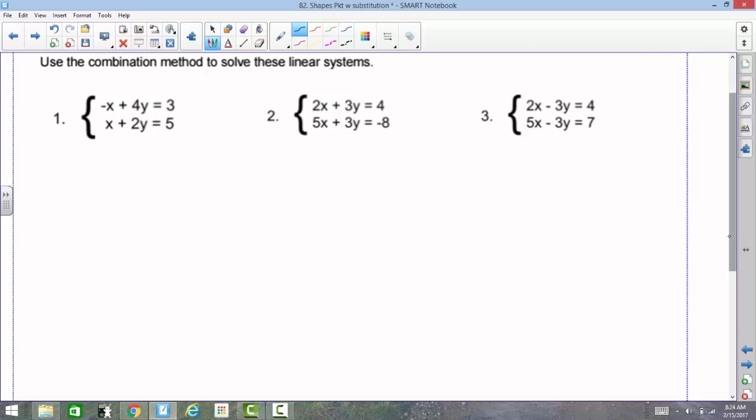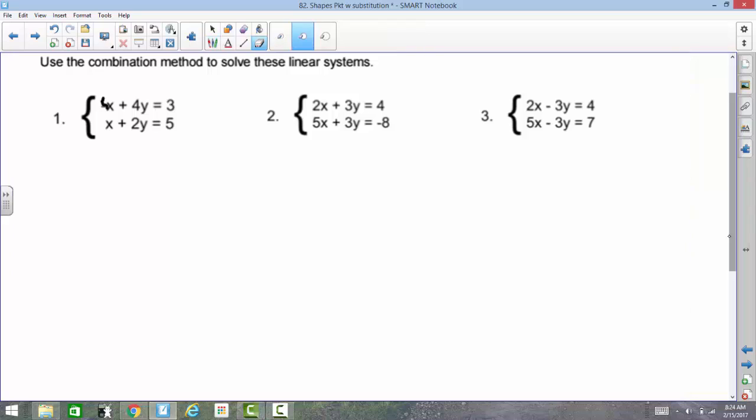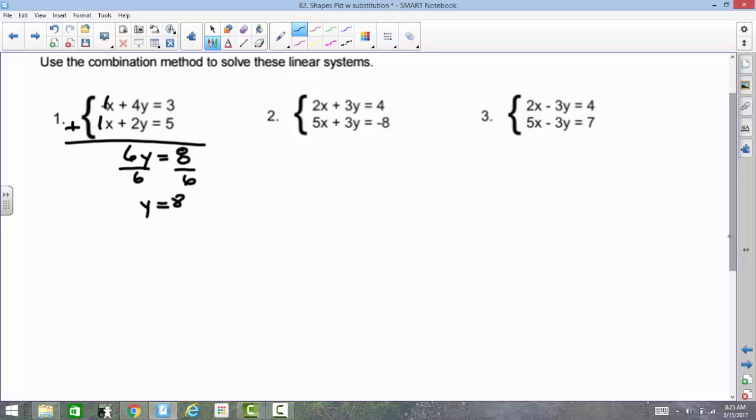Okay, in elimination, the coefficients, the number in front of one of the letters has to be the same. So if you look at number 1, you could put a 1 in front of both of these letters. So this is -1 and this is +1. So if you add them, the x's cancel. And then 4y plus 2y is 6y, and 5 plus 3 is 8. So when you divide by 6, you get y equals 8 over 6, which is 4/3, which is 1 1/3.